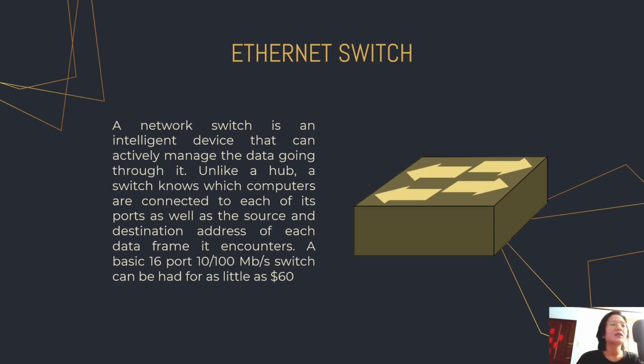Ethernet switch. A network switch is an intelligent device that can actively manage the data going through it. Unlike a hub, a switch knows which computers are connected to each of its ports as well as the source and destination address of each data frame it encounters. A basic 16-port 10 to 100 Mbps switch can be had for as little as $60.